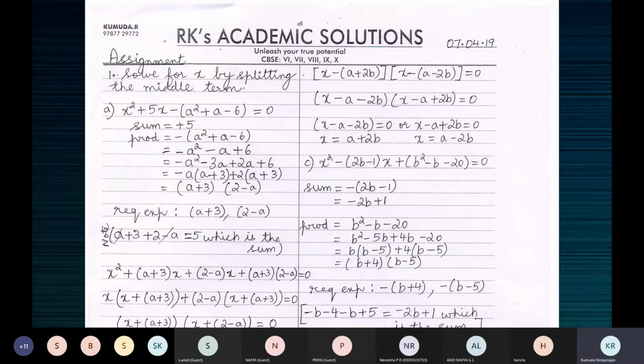What are a, b, and c? A, B and C are real numbers, ma'am. A should not be equal to 0, ma'am. C is a constant. Yes, correct. A, B, C real numbers. C is the constant there. Good. And somebody said a should not be equal to 0 because a is the coefficient of x square. Yes, ma'am. If it becomes 0, then it is a linear equation. Correct. Very good.